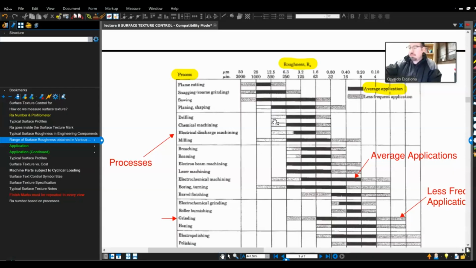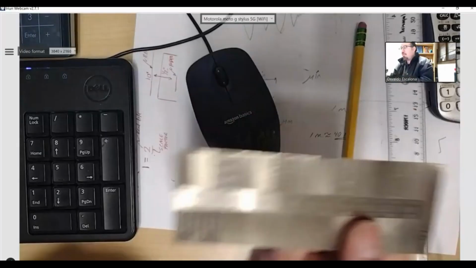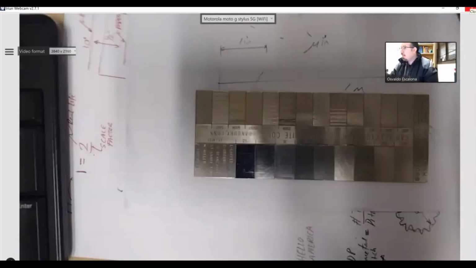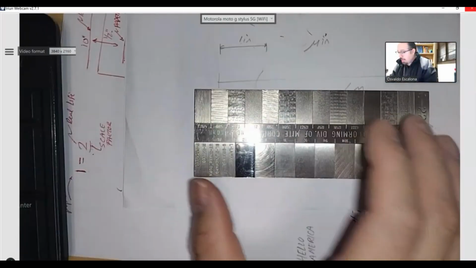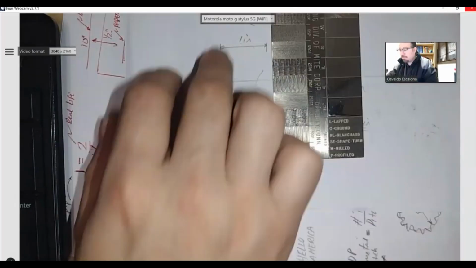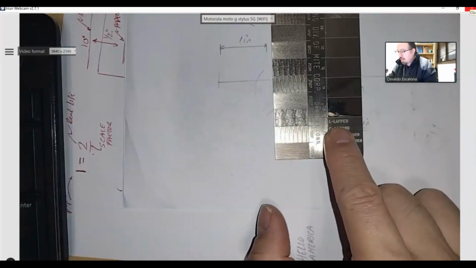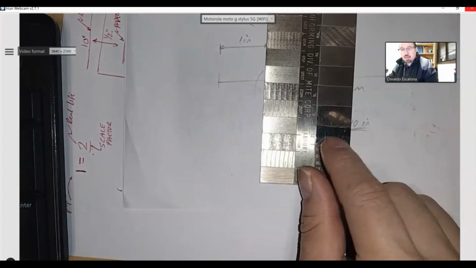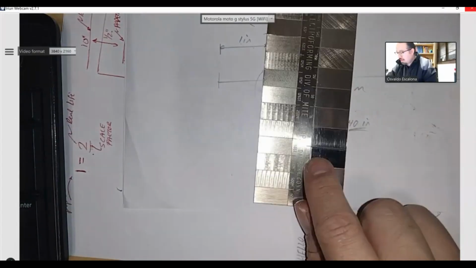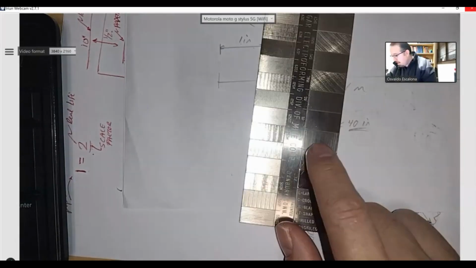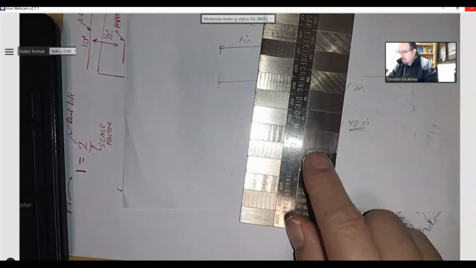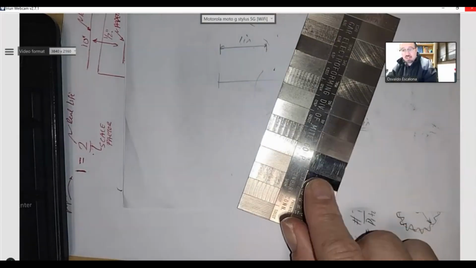Okay? For example, let's see if I can show you this. If you want to look at this, this is an RA comparator. Let me turn on the light. This is an RA comparator, and if you look on the left side, it tells you lathe, buffing, and lapping. So this one, right? Mirror looking like. You'll notice you have 2L, 4L, 8L. So the mirror looking like, I would pretty much buff it and grind it.